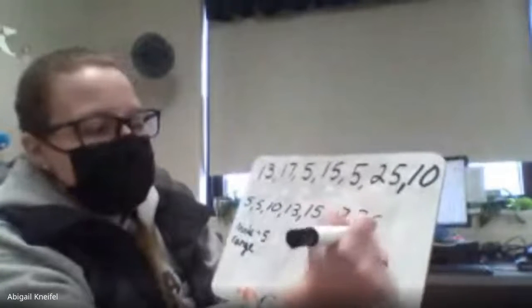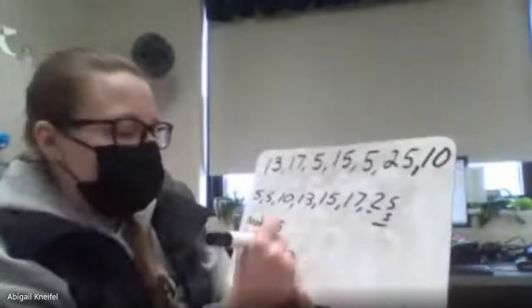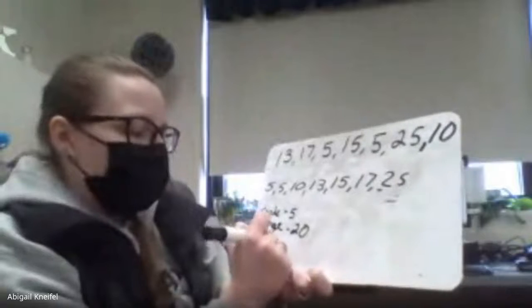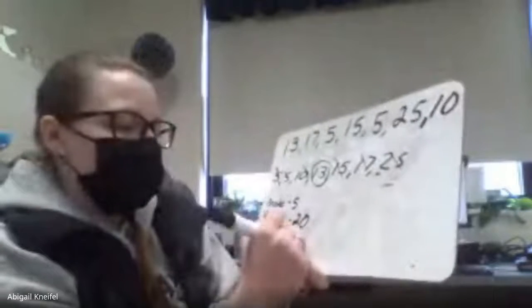Range, this time is also pretty easy. Biggest minus the smallest, 25 minus 5 is 20. I repeat, range is 20. Median is our middle number. Mrs. Kneifel just likes to cross out until we get to the middle. There's an odd number, so we have a perfect center number, which is 13.